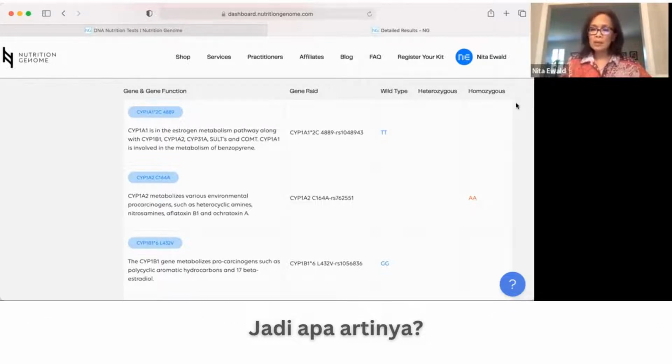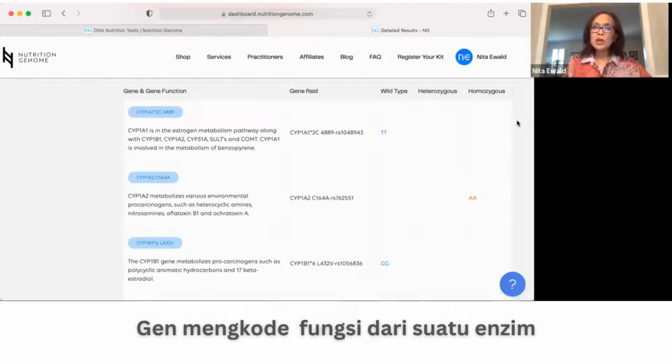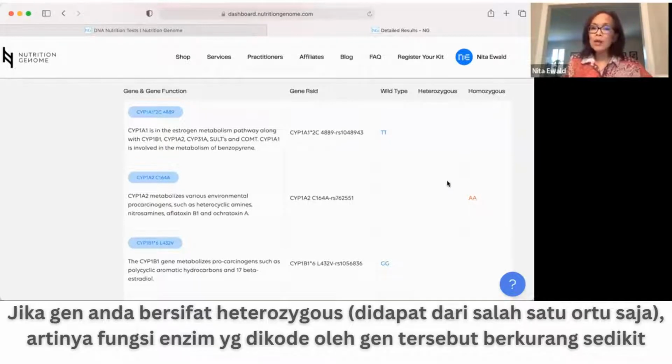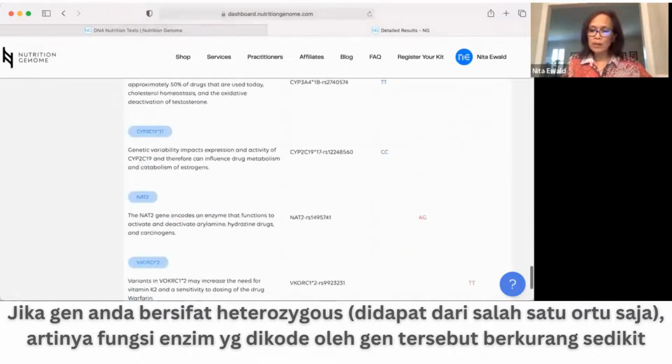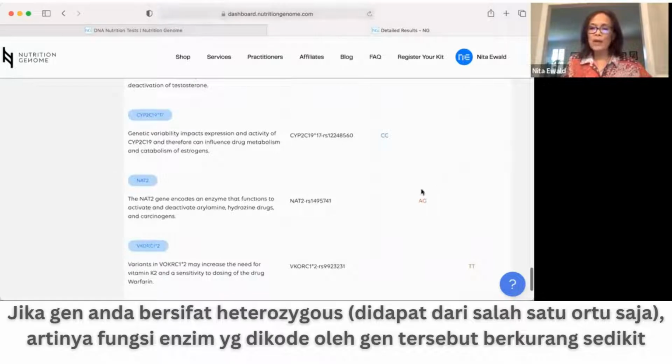So what does it mean? A gene encodes an enzyme, so the function of the enzyme. So if you inherited from one parent, the heterozygous, okay, so I have one here.